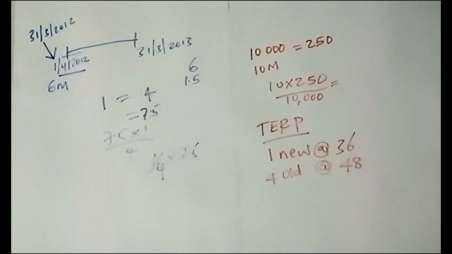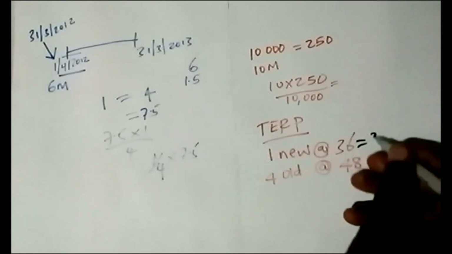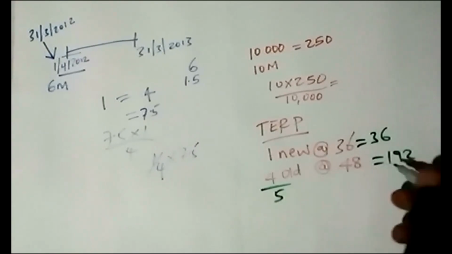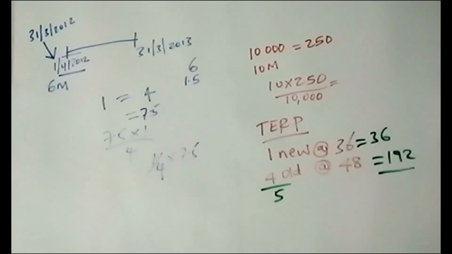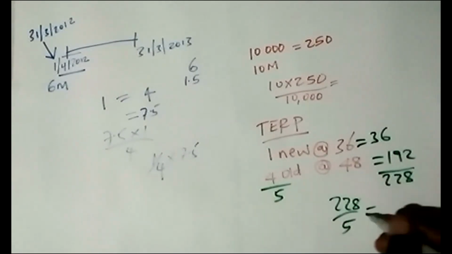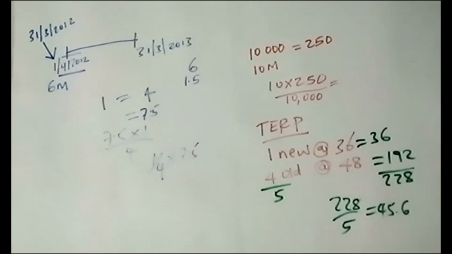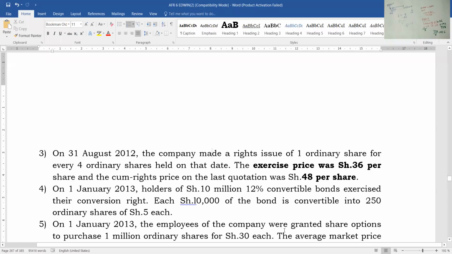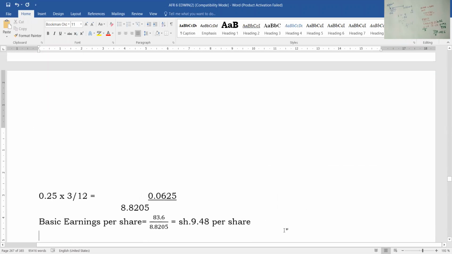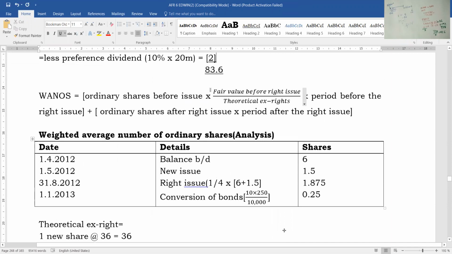And the old ones, which were being held, were going at 48, the market price. So you multiply, and this one is 192, plus 36, is 228. So you divide 228 by 5, which gives 45.6. And that is how you get the theoretical price, and that is how they arrived at this.